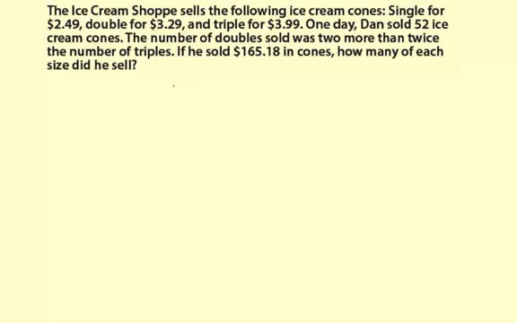Okay, so the question we're trying to answer is how many of each size. So I'm going to put X for single, Y for double, and Z for triple. It's called defining the variables. Now I'm going to write some equations based on the given information.